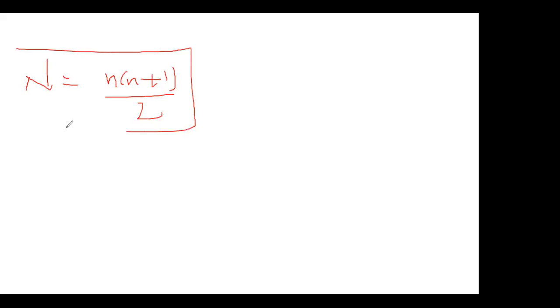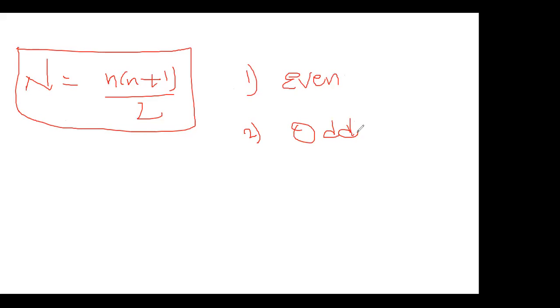These questions are very important. Now we know the sum of n natural numbers. The formula for the sum of n natural numbers is n into n plus 1, whole divided by 2. But here we have to find the sum of even numbers and the sum of odd numbers, right? For finding the sum of odd numbers, the formula is n square.